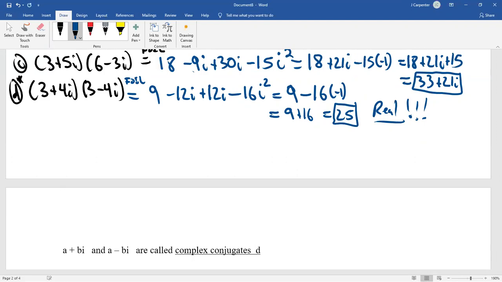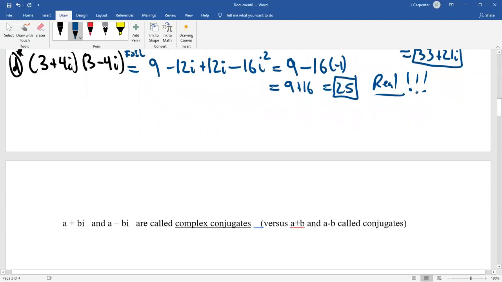This is versus a plus b and a minus b being called just conjugates. So when they have the imaginary term in there, we call them complex conjugates. When they don't, we call them conjugates. Here's the cool thing. If you call a plus bi and a minus bi conjugates, no one's going to argue with you. That's still right. They're conjugates that happen to have complex numbers in them.